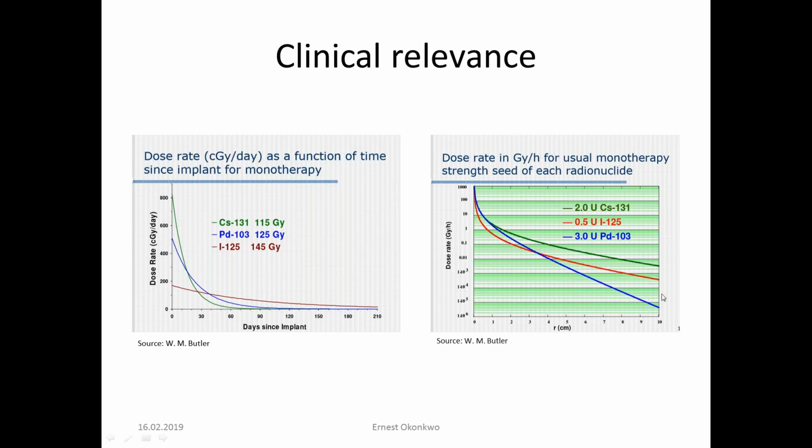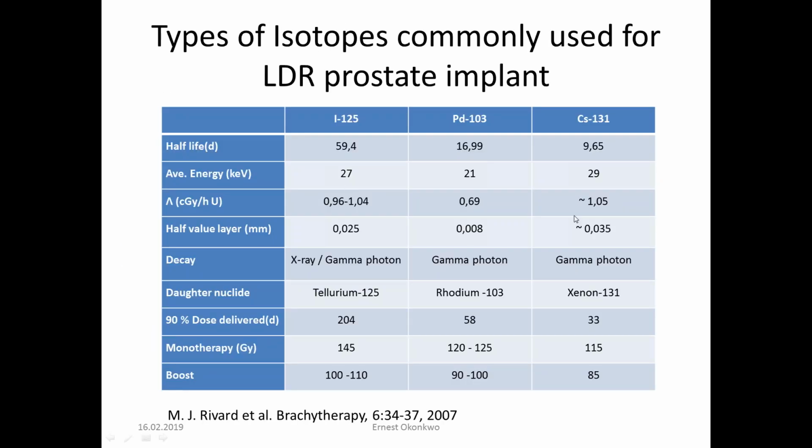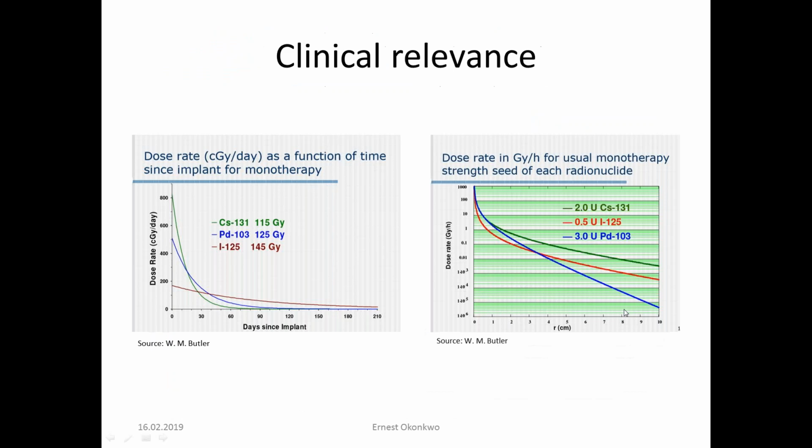Why? Because of the energy that I mentioned up here. These two energies have great effects in depth. And let me also mention that low dose rate is between 0.2 to 4 gray. That's what is considered low dose rate in the ICRU report.